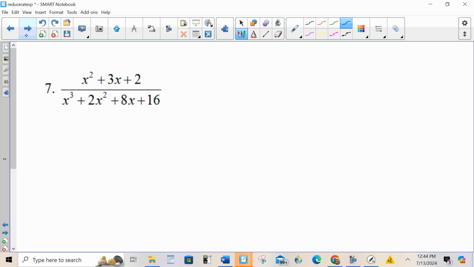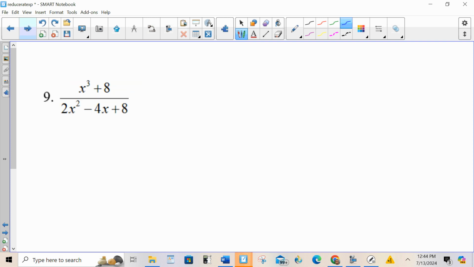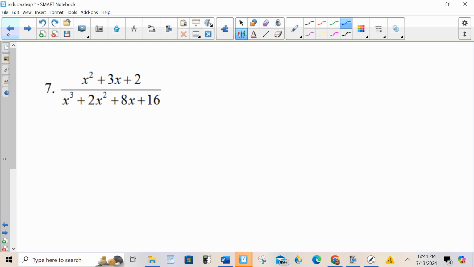Let's do one more. Let's do number 7. I see married terms. I factor. On top, is there a GCF? No, it's a trinomial. So I factor the trinomial. Two sets of parentheses. x and x. First sign comes down. Positive and a positive is a positive. Multiplies to 2, adds to 3, 2 and 1.